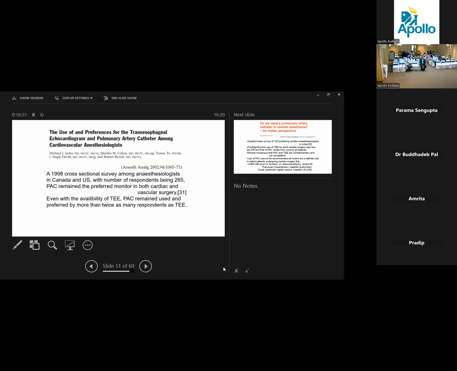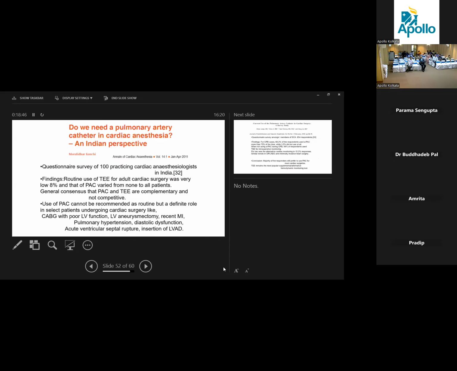It was a cross-sectional study among anesthesiologists in Canada and the US, with 265 responders. PA catheters remain the preferred monitor in both cardiac and vascular surgeries.